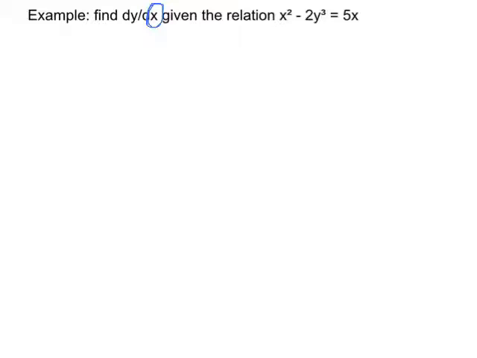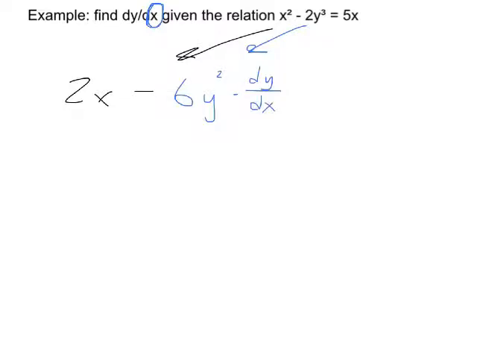Right? So for this derivative, my x squared, that derivative is 2x. Then minus, for my 2y cubed, that derivative is going to be minus 6y squared. But because it's a y, I need to multiply by dy/dx. That's sort of the chain rule coming into play. And then for the last part, equals the derivative of 5x is just 5. I don't need a dx because it's being done with respect to x.